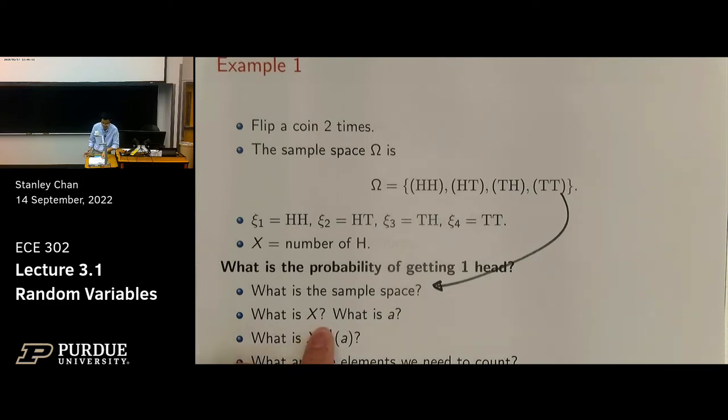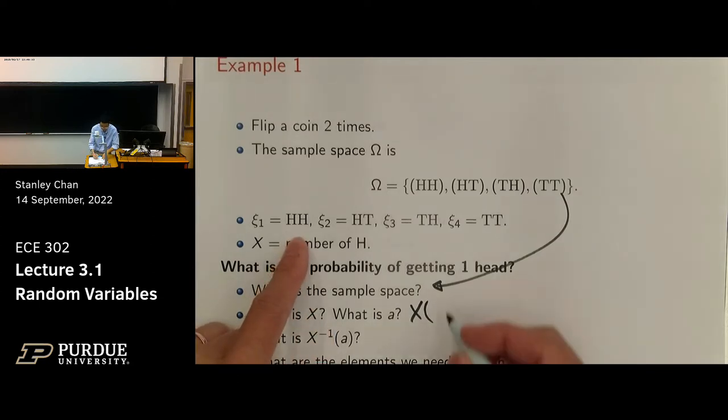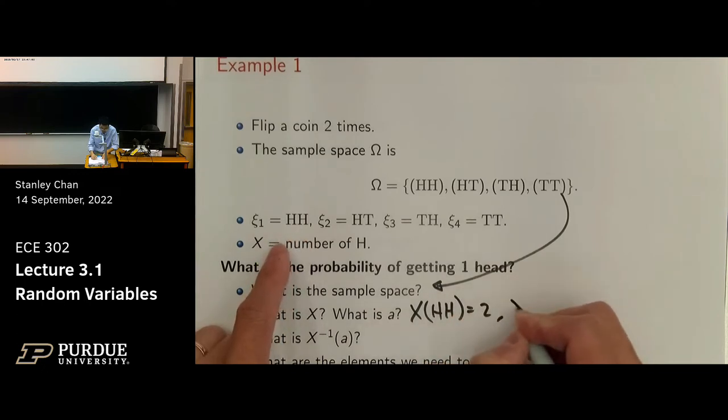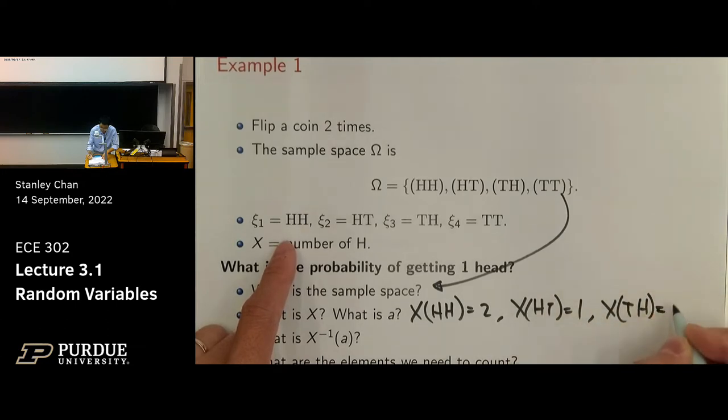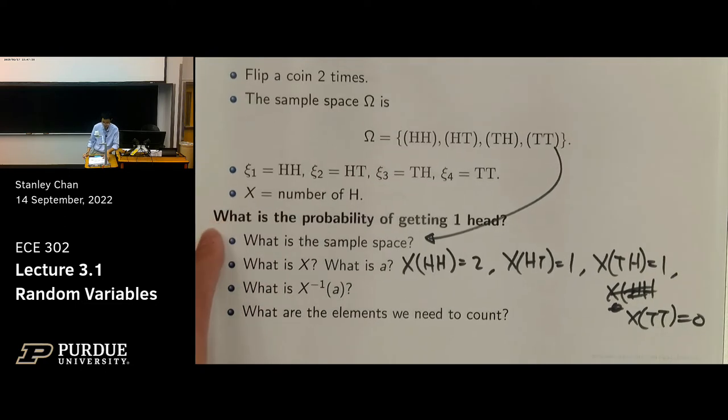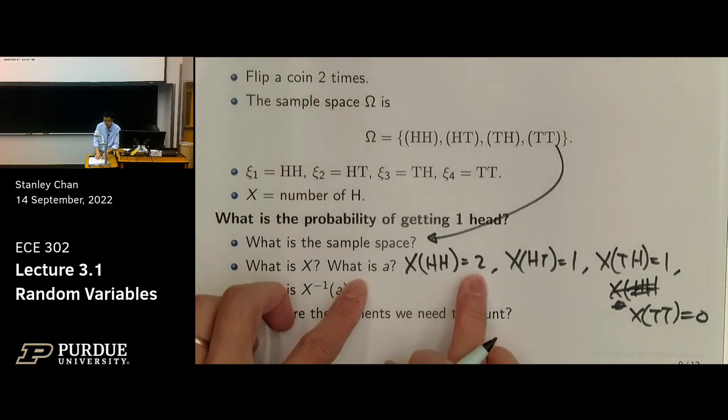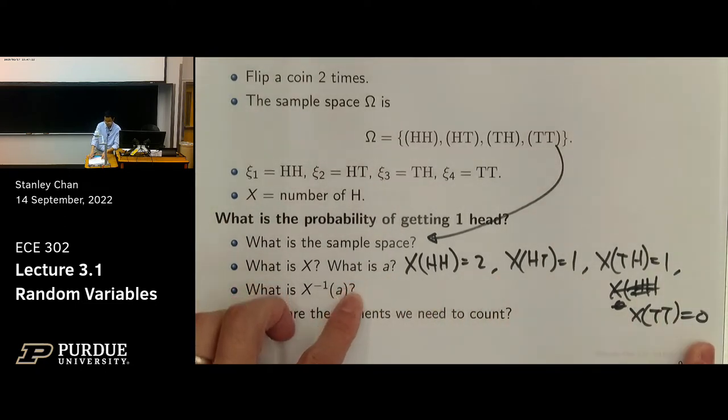What is the X? The X would take all these outcomes to a number between 0 and 2. So if you take HH, it's going to give you 2. If you take HT, that's going to give you 1. You take a TH, that's going to give you 1. And if you take TT, that's going to give you a 0. So what is A? The A will be 2, 1, and 0.